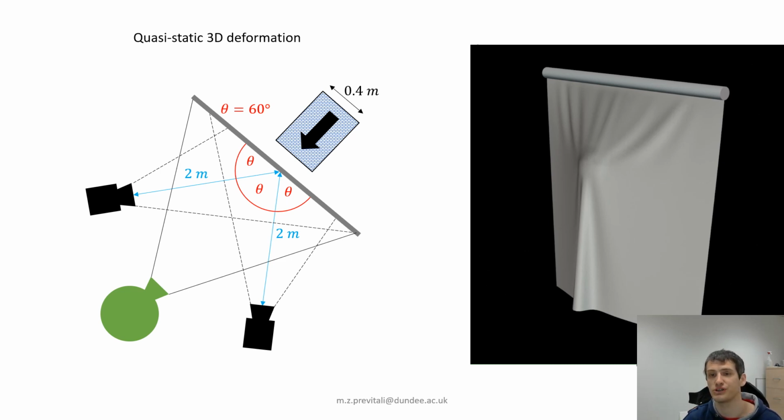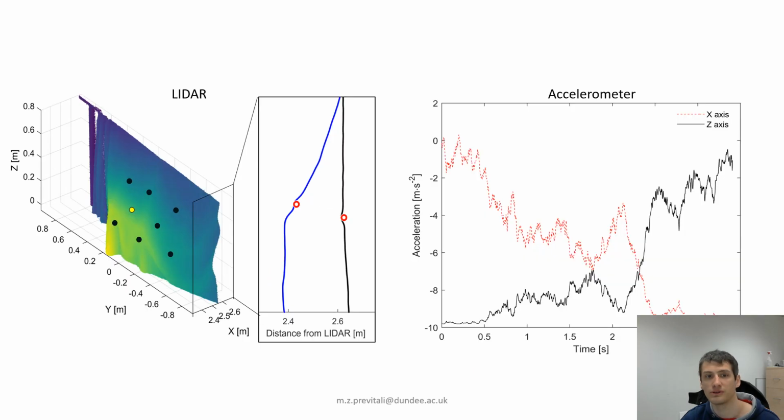For the quasi-static condition, a cloth was displaced using a box, and the entire deformation was recorded using our accelerometer and cameras, as well as a 3D scan using a LiDAR, which was then used as ground truth for comparison. So on the left you can see the full deformation of the cloth at maximum deformation, captured using LiDAR, and the slice of this deformation, which shows the displacement.